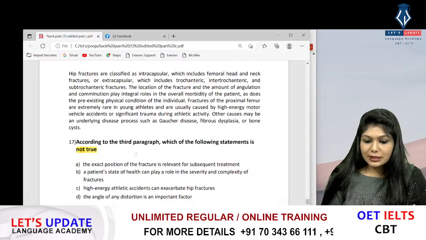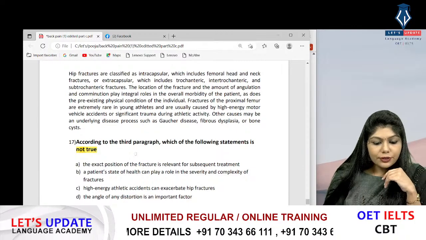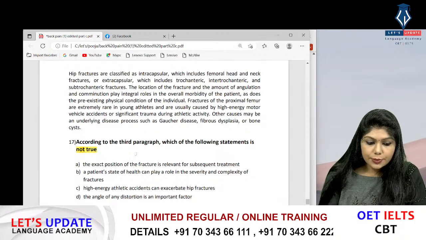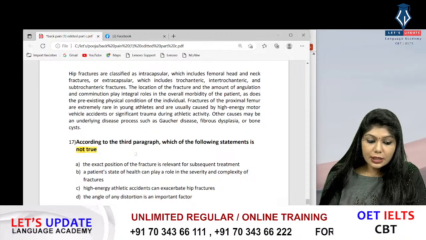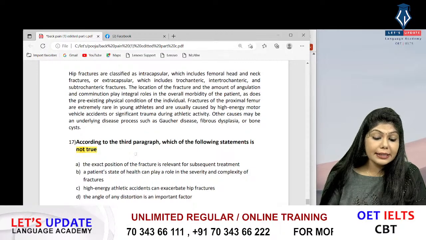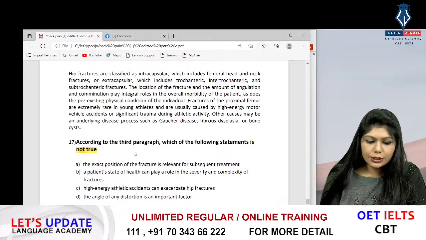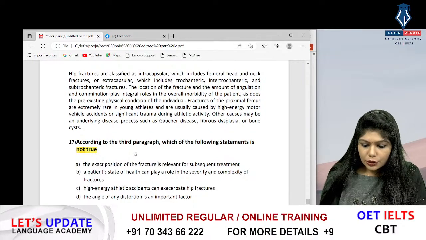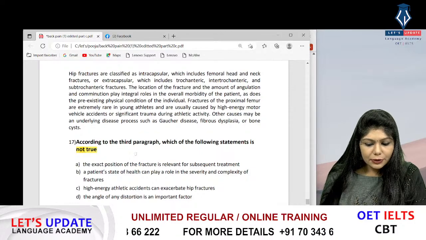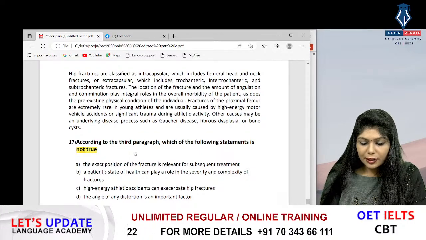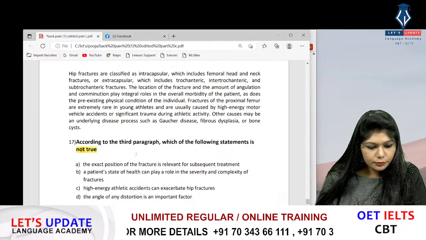Just highlight that part, and then the options are: A. The exact position of the fracture is relevant for subsequent treatment. B. A patient's state of health can play a role in the severity and complexity of fractures. Option C. High energy athletic accidents can exacerbate hip fracture. Option D. The angle of any distortion is important. What do you think is the answer? I can see answers coming up. I can see Bindu Kurian responding with B, Rahul Raj responding with C, Jinsi Alex Vinny responding with C. What about the rest of you?